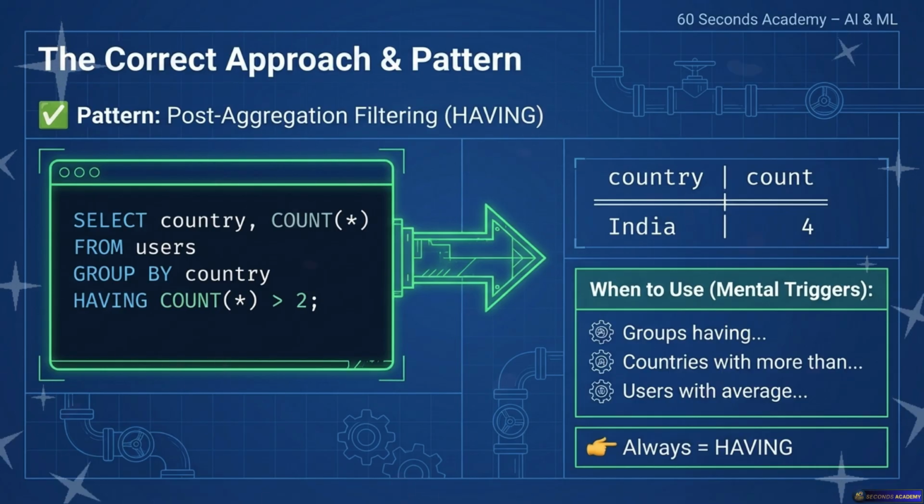We formalize this as the post-aggregation filtering pattern. It's a foundational concept. Right. The mental trigger to rely on during a high-pressure interview is phrasing. If the prompt asks for groups having, or countries with more than, or users with an average, that indicates aggregate level constraints. Because you can't have an average of a single row. Exactly. And that always dictates the use of the having clause.